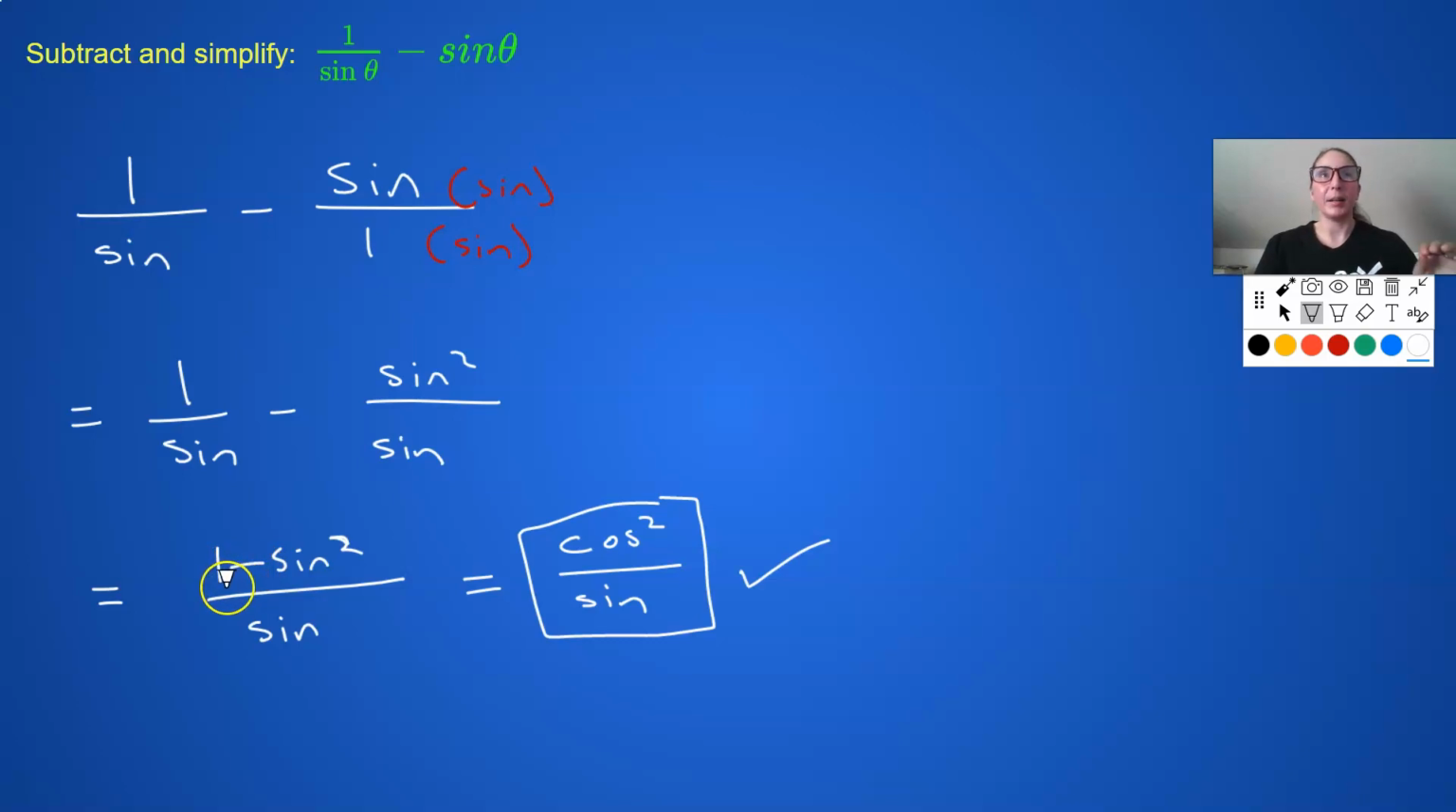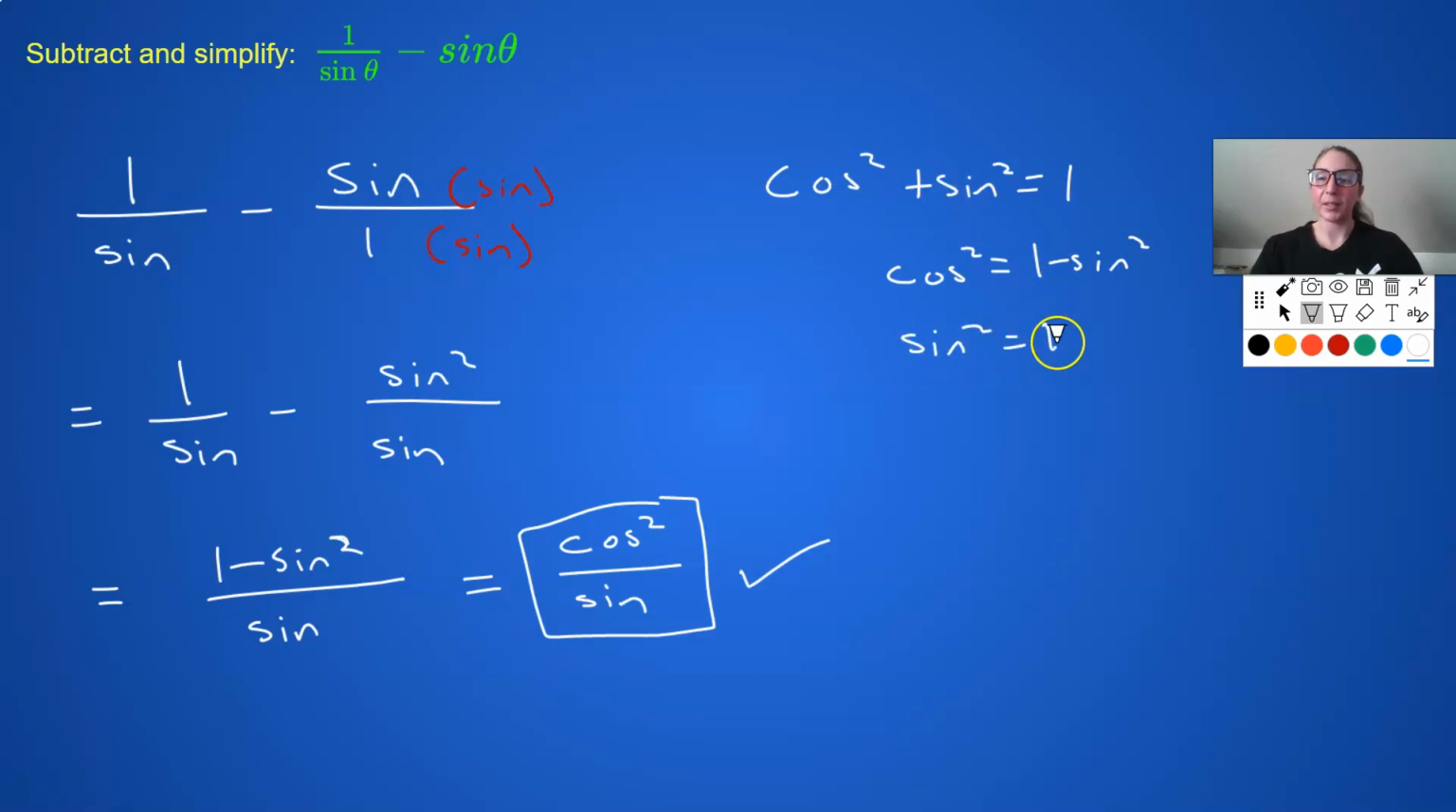Pythagorean identities, like relationships, right? If you have cosine squared plus sine squared equals 1, the other thing that you have then is you have cosine squared equals 1 minus sine squared. This is just by subtracting sine squared on both sides. Or I could have subtracted cosine squared on both sides, and sine squared is equal to 1 minus cosine squared. All of these are related.